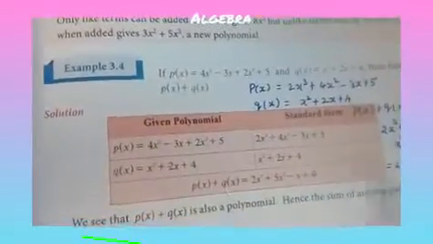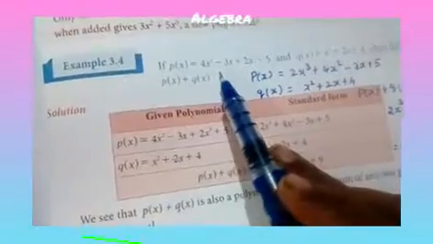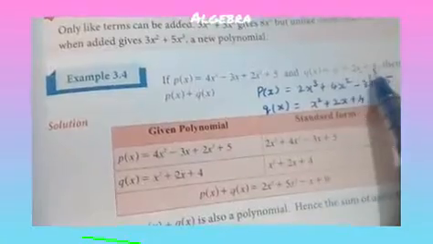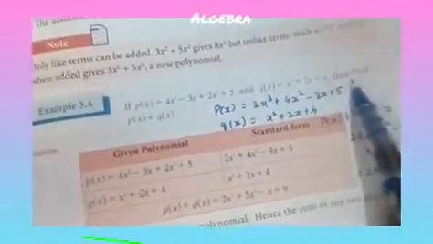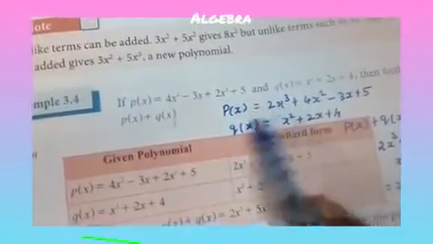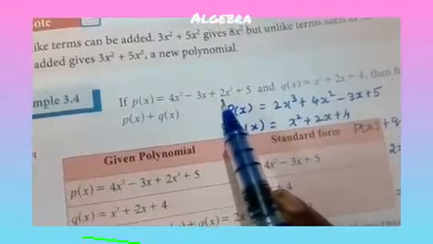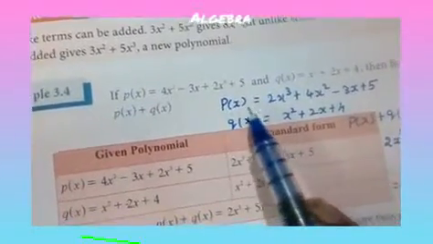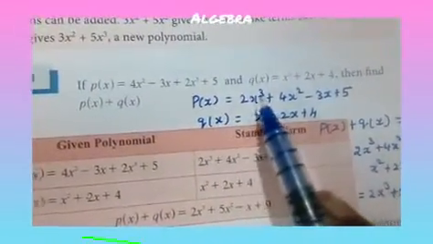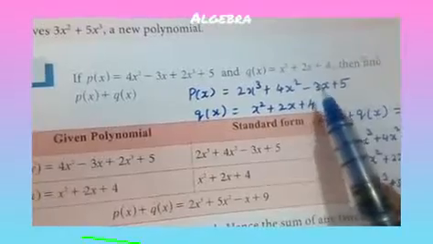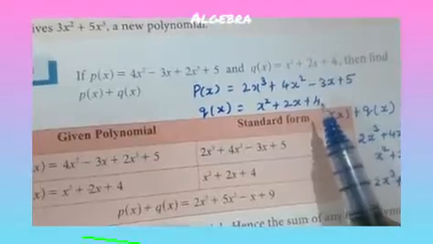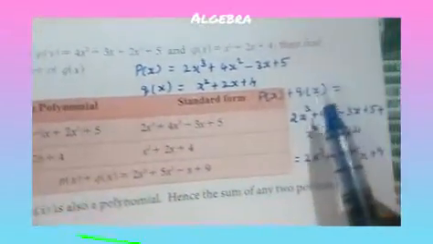Now example 3.4. Given p(x) = 4x^2 − 3x + 2x^3 + 5 and q(x) = x^2 + 2x + 4, find p(x) + q(x). First check whether the given one is in standard form. No, it is not. So first write it in standard form. p(x) = 2x^3 + 4x^2 − 3x + 5. Then q(x) is already given in order in the question itself, so take and write. Now we want to find p(x) + q(x).